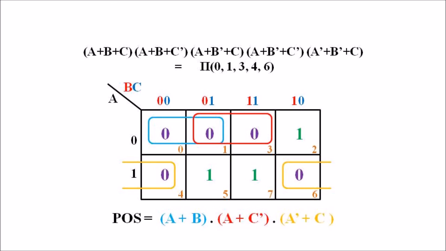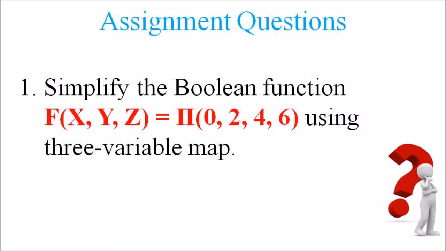So dear students, kindly go through this assignment question. Our question is: simplify the Boolean function f of x, y, z equivalent to pi of 0, 2, 4, 6 using a 3-variable K-map.